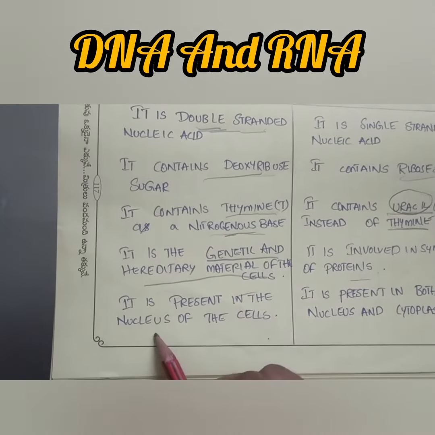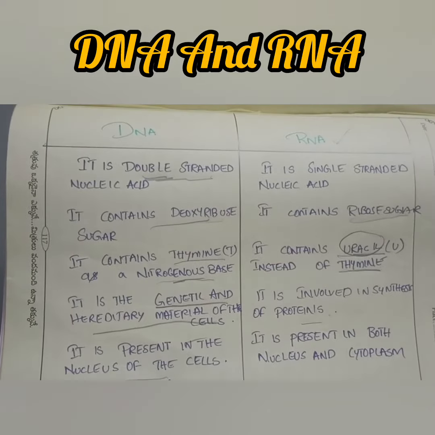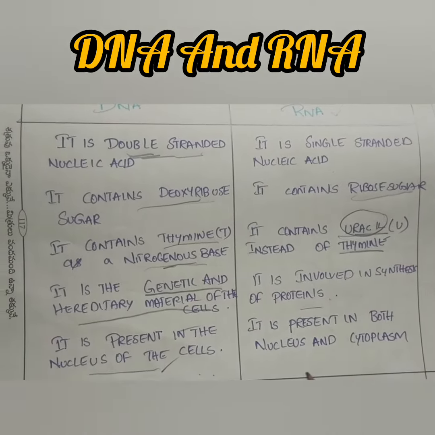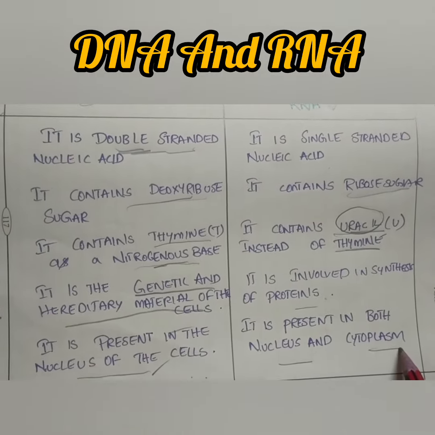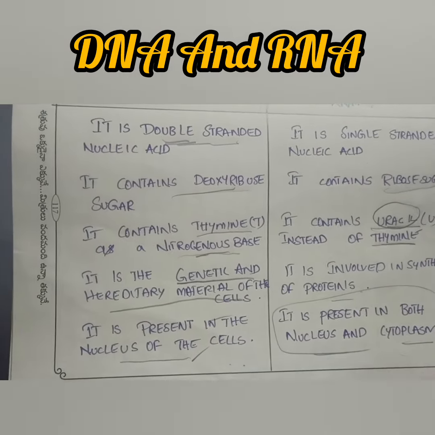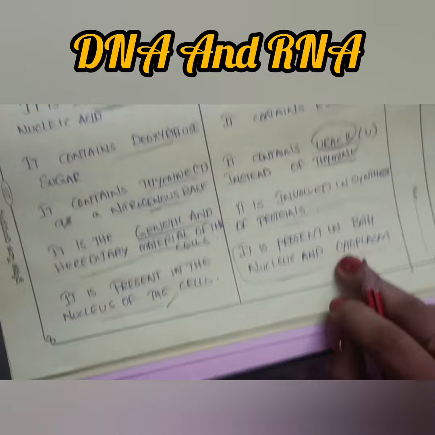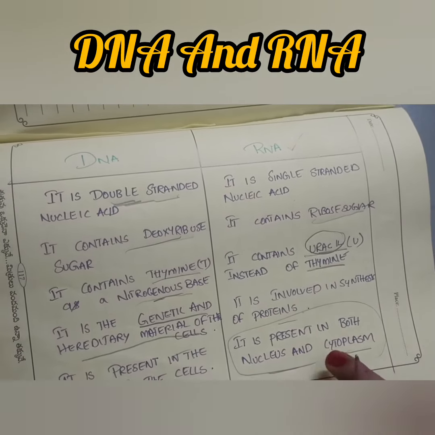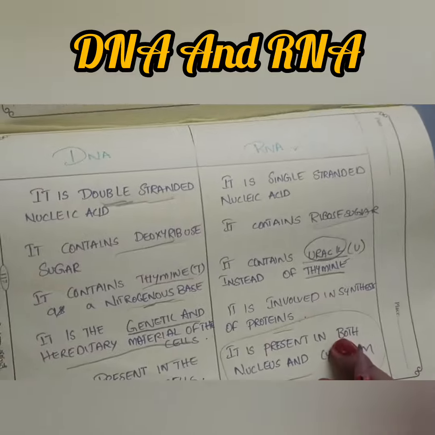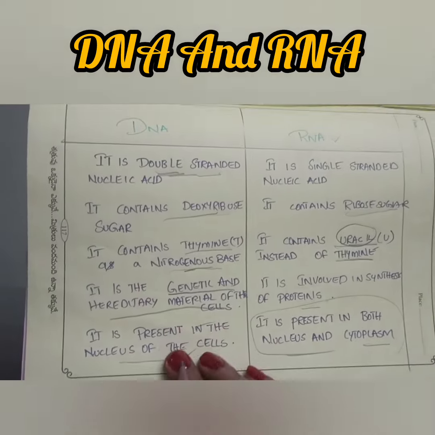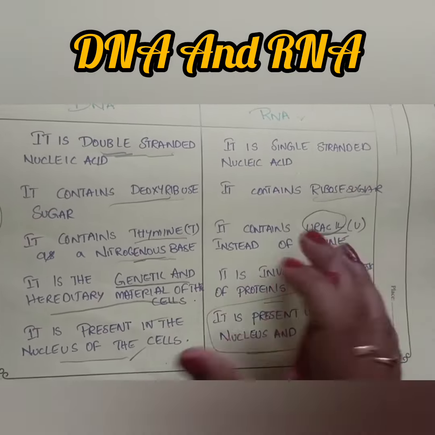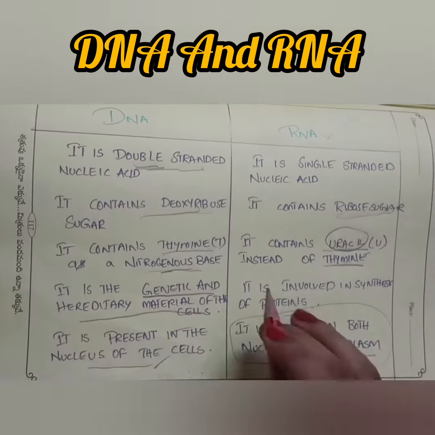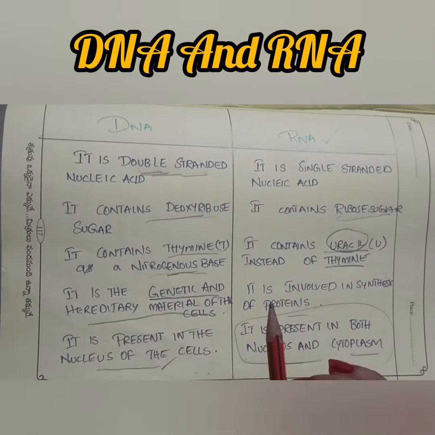DNA is present in the nucleus of the cell, while RNA will be present in the nucleus as well as the cytoplasm and even the entire cell. Mostly RNA will be seen in viruses as their genetic material. DNA is the genetic material which will be present in humans also. So there is a little difference between DNA and RNA, but both are genetic material containing nucleic acids.